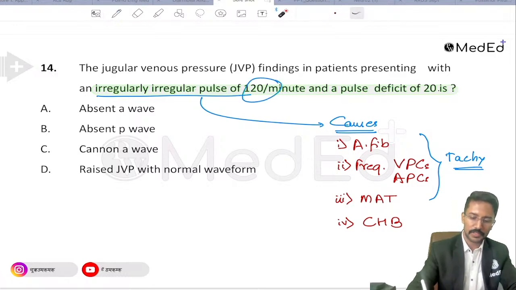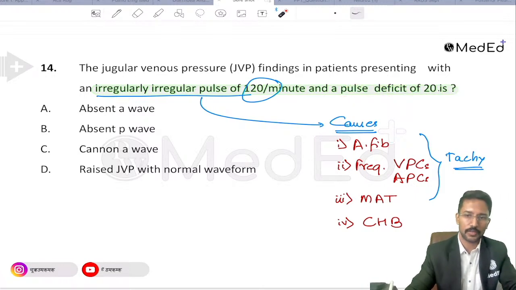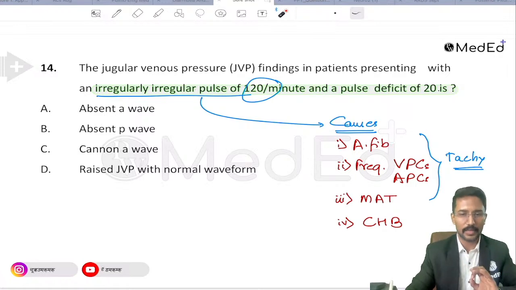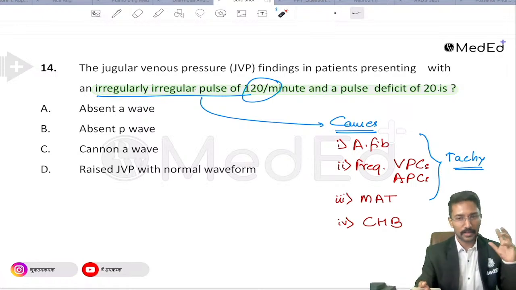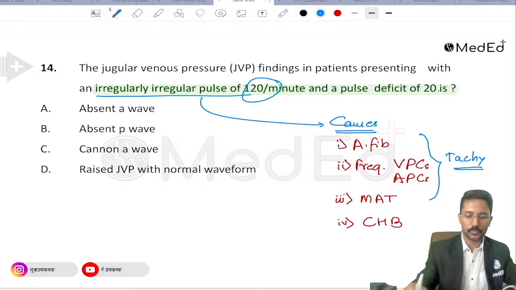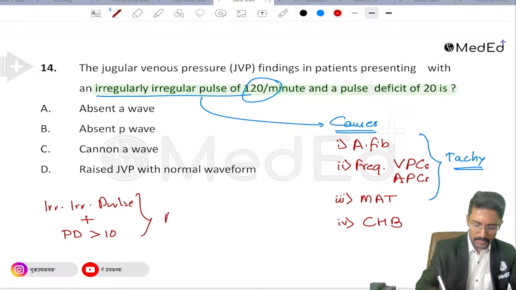Now, what is the role of pulse deficit? In the absence of an ECG, in earlier practice, it used to help us identify atrial fibrillation. In other conditions, the pulse deficit is going to be less than 10, even in a normal physiological state. When it is more than 10 in an irregular pulse, it points towards atrial fibrillation. So please remember this one point: irregular pulse plus pulse deficit of more than 10 suggests atrial fibrillation.